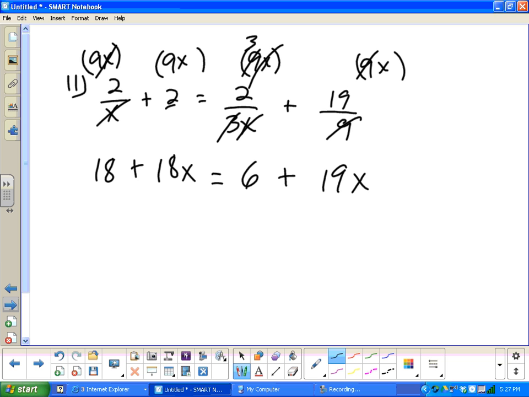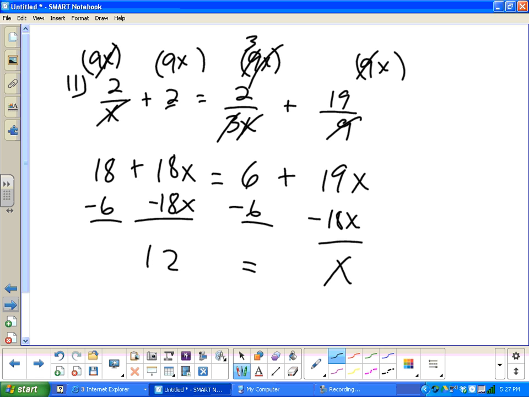Okay, now let's get our terms together on one side. I'm going to put my x's on the right side over here. That's going to give me x. Subtract 6 on both sides. That's going to give me 12. So we get x is 12.